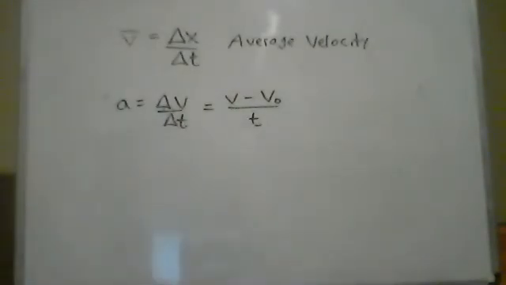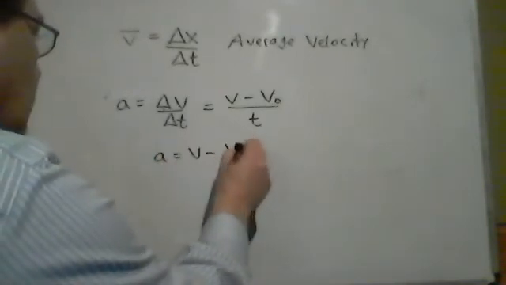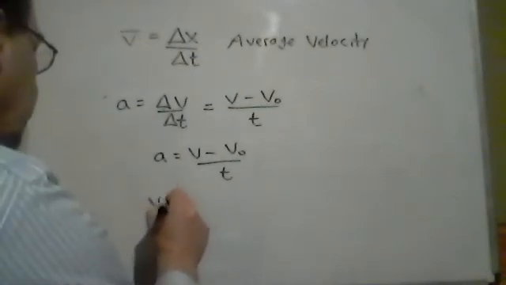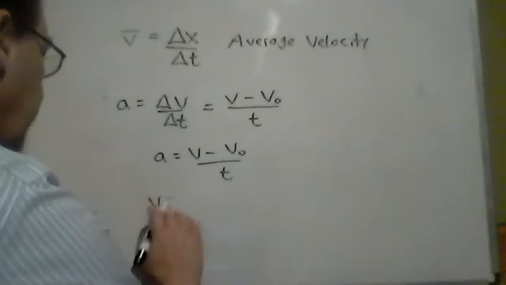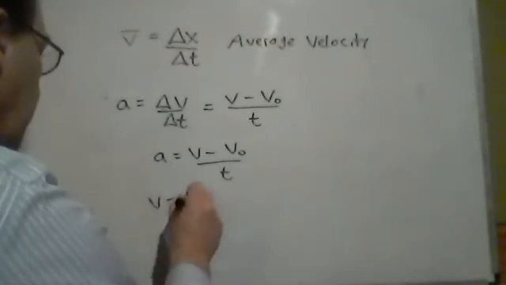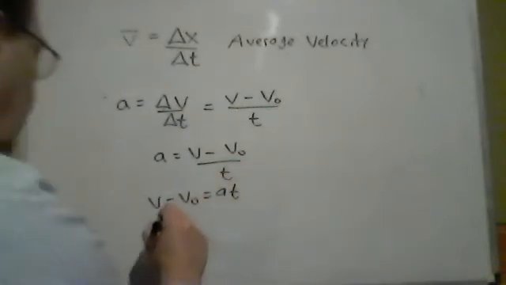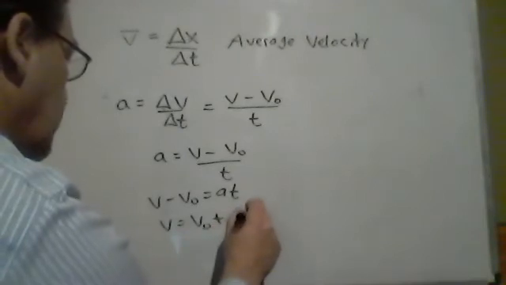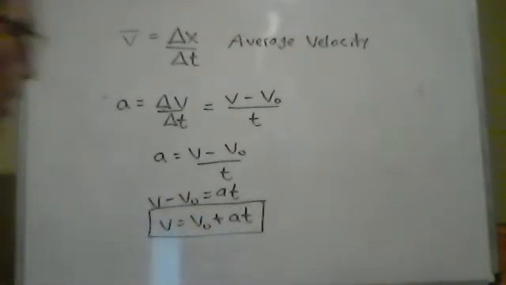I can write this in the following manner: that a is v minus v naught, all divided by t, and I can cross multiply, and I can write this as v minus v naught equals at, or I can add v naught on each side, and I can write a kinematic equation: v equals v naught plus at. I mean, that is our first constant acceleration kinematic equation.